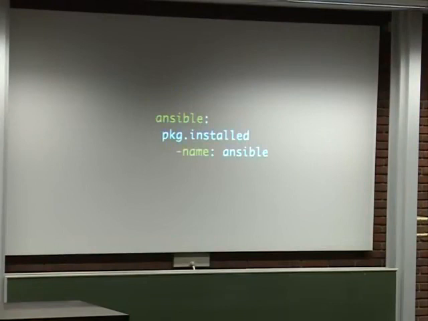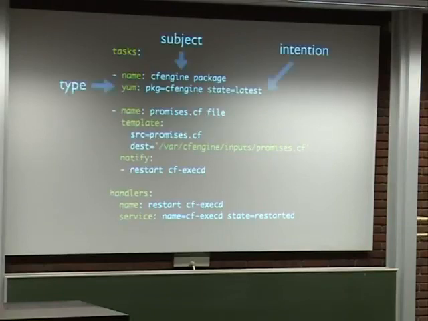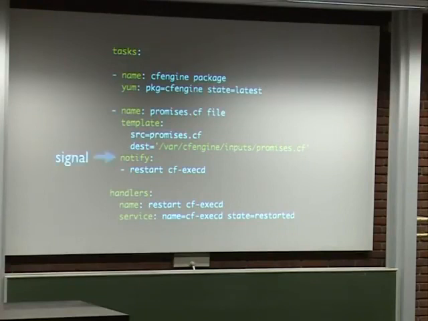Here's some Salt. Again, type, intentions, subject. And then Ansible. Again, same stuff. So we have a package type, it has a subject, and then it's going to say I intend to make sure that this is at its latest version. And then again, signals. Agents can observe each other.